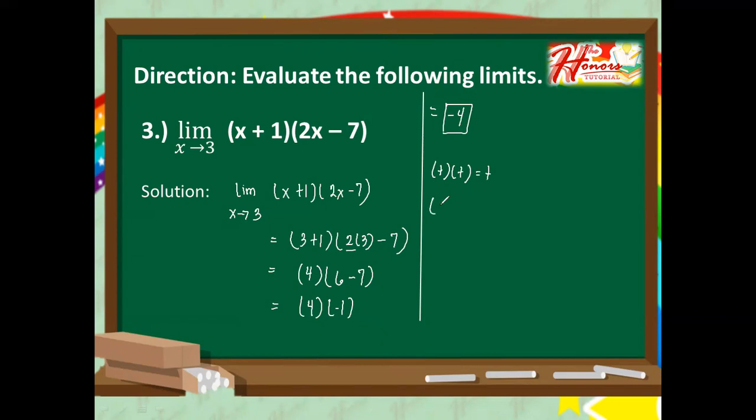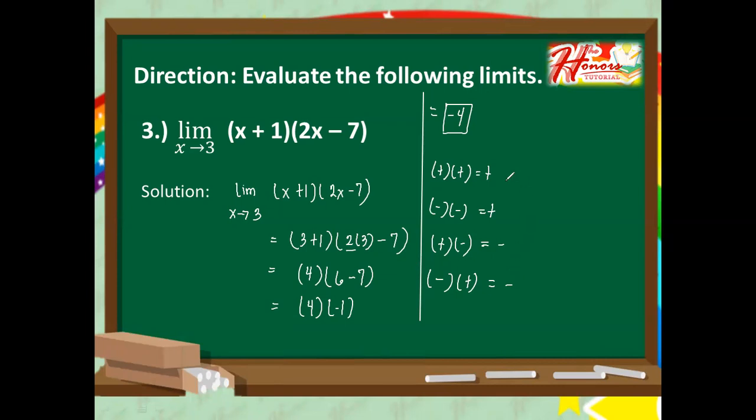And then we also learned that negative times negative is equal to positive. So in short, when you have the same sign, the answer should be positive when multiplying. But when you have opposite signs, like positive 4 times negative 1, the answer should be negative. It is the same with negative times positive. So in short, if you have opposite signs, the answer should be a negative number.